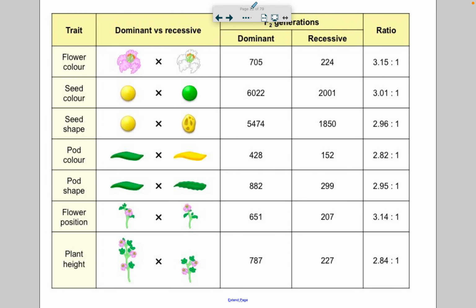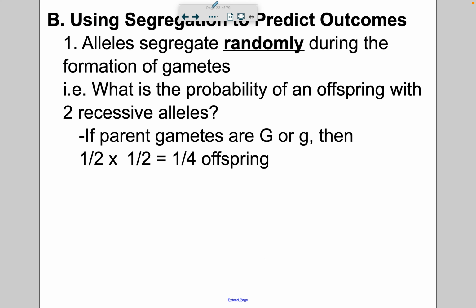So here's just a snapshot of Gregor Mendel's data, looking at the 7 either-or traits. You're either purple or white, yellow or green, round or wrinkled, green pod or yellow pod. And this is just some of the data that he has collected. And again, look at that ratio, how very close this first number is to 3:1. So 3 dominant to 1 recessive. So how can we explain these results?